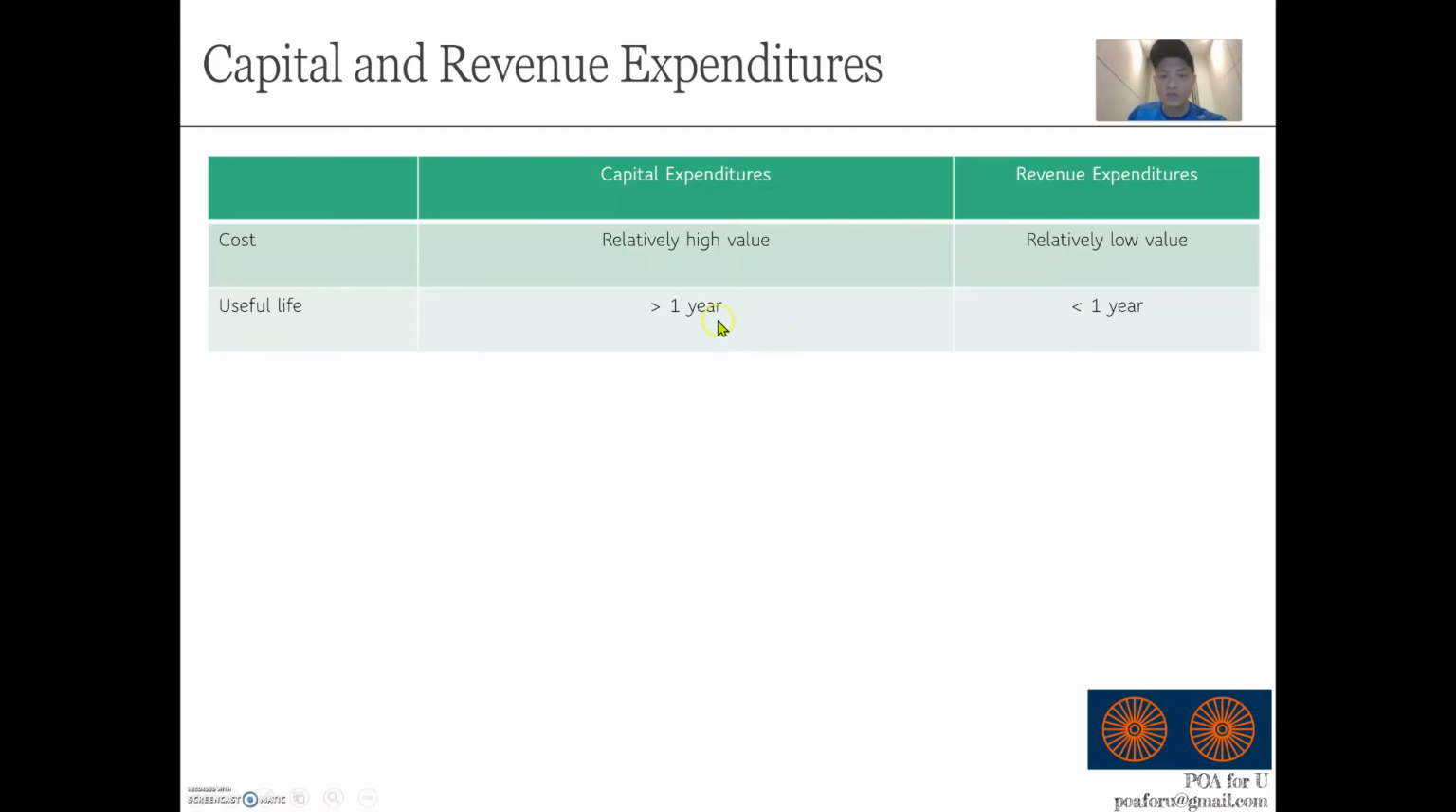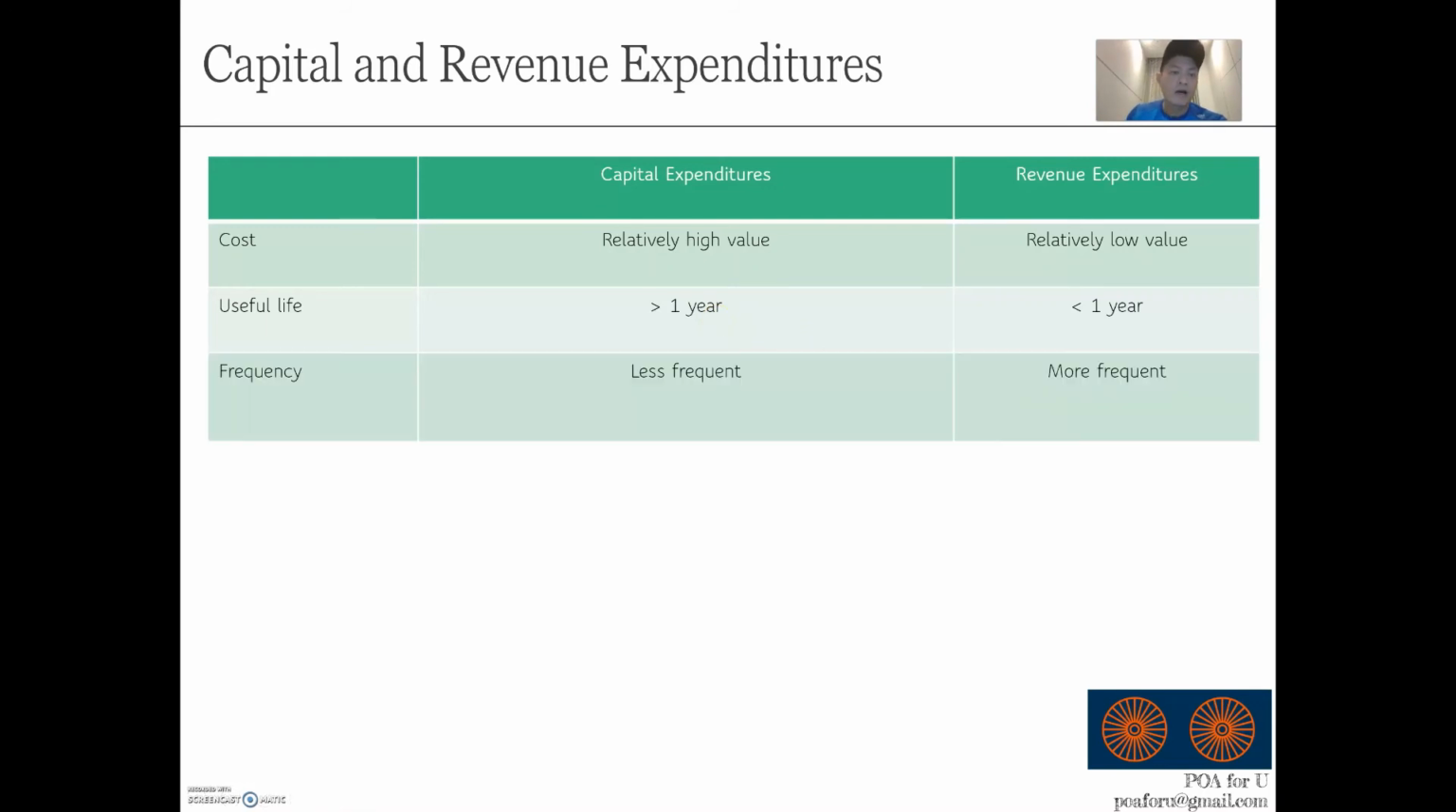So think about that. Useful life of a motor vehicle can last for more than 1 year for sure. Okay. Frequency of purchase. Should I put frequency of purchase here? That's what I meant. In terms of frequency of purchase, capital expenditure would be those that you purchase less frequently. Like you don't buy motor vehicles every day if you're not in the business of selling and buying motor vehicles, right? You don't buy a building every day if you're not in the business of buying and selling buildings.